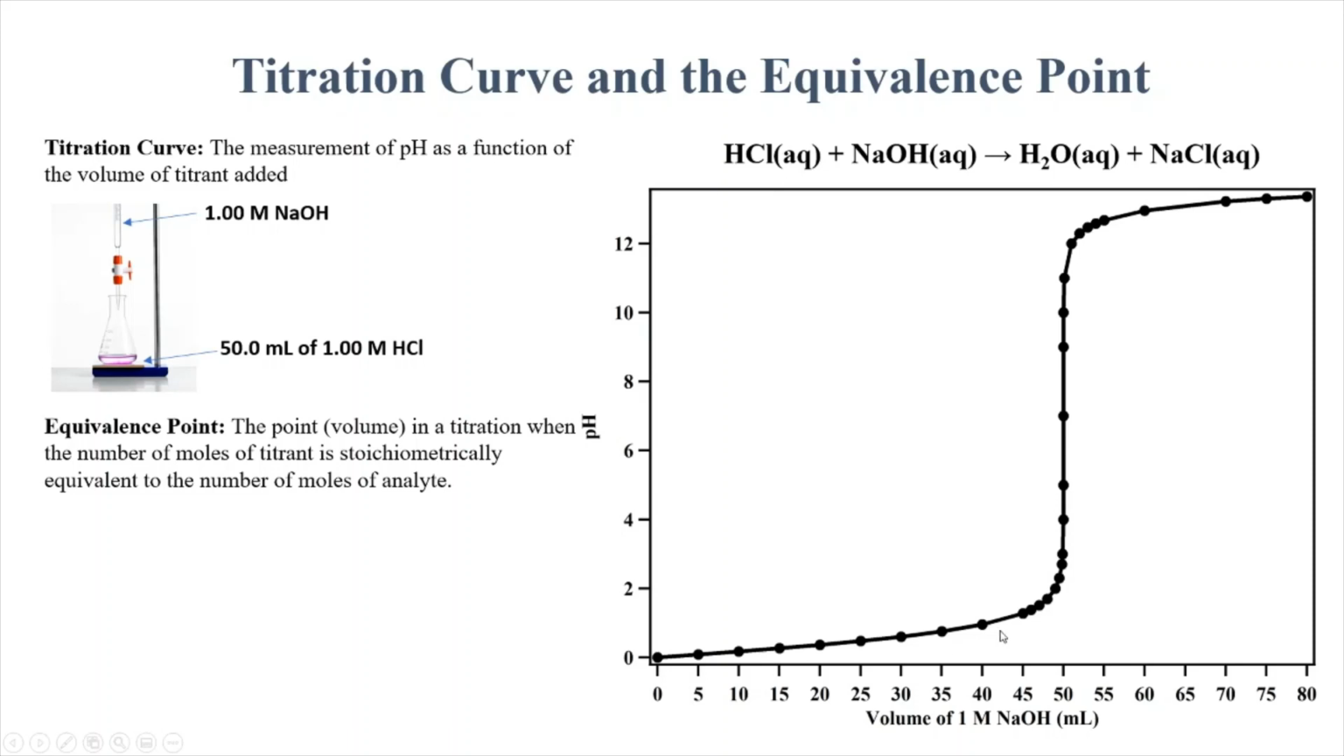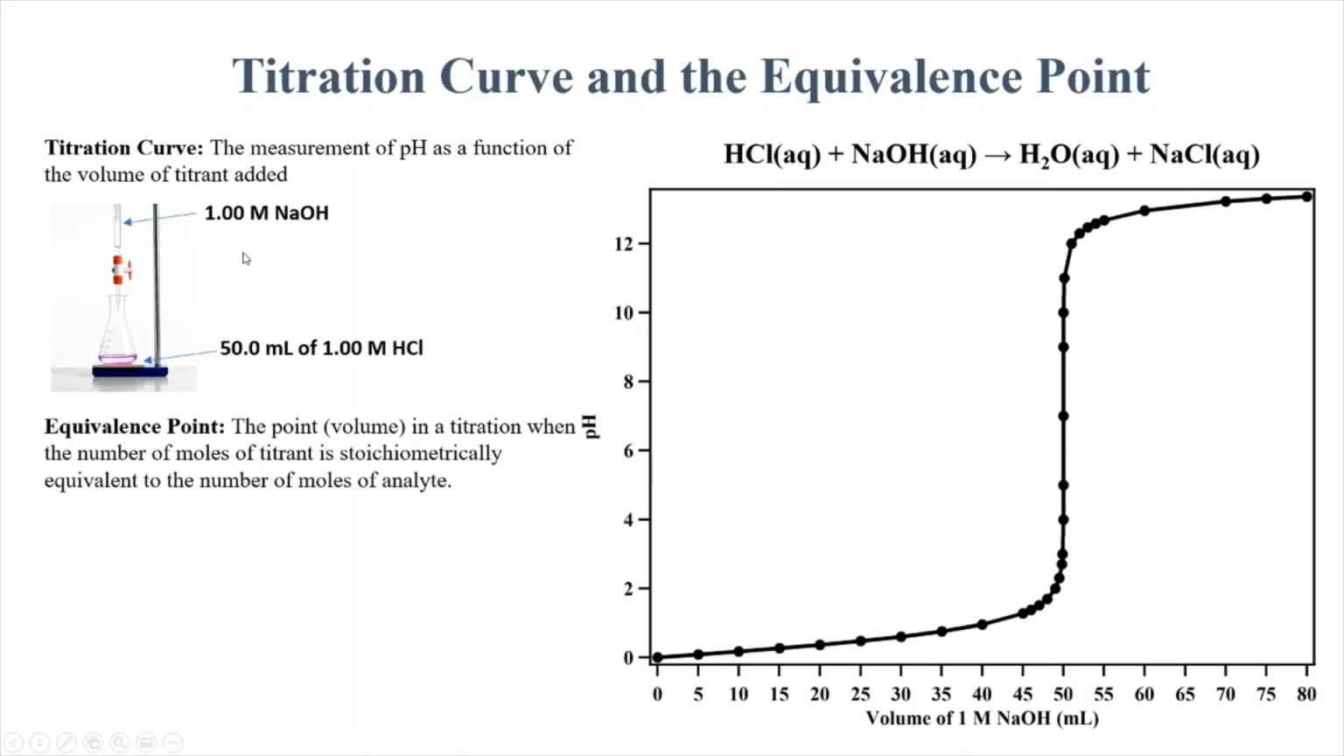So rather than using an indicator to change color, we actually use a pH meter to measure the whole change in pH over the course of the volume. So you'll notice that what we have on the y-axis is pH, which is coming from our pH meter. And on the x-axis, we have the volume of the titrant that's added.